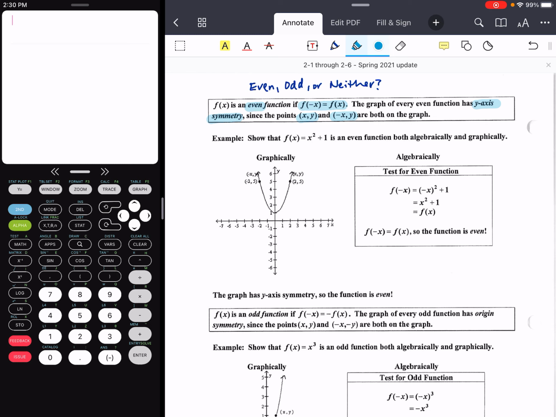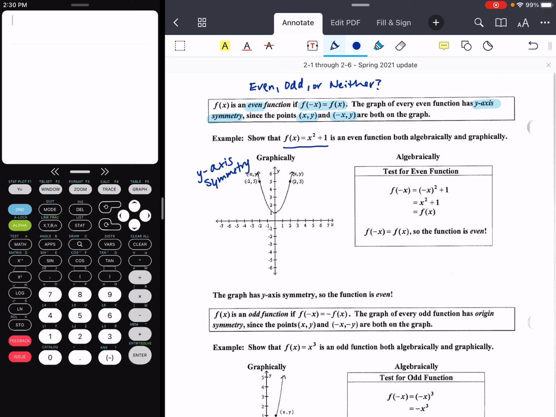All right, so over on the left here, graphically, if we look at the graph of this function, f of x equals x squared plus 1, we've got this upward facing parabola. So first we can see that this graph has y-axis symmetry, meaning if you folded the graph in half along that y-axis, you'd have a perfect match from left to right.